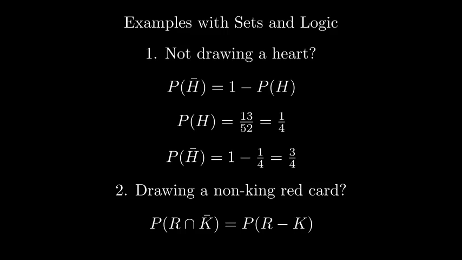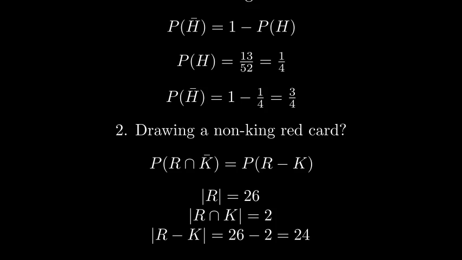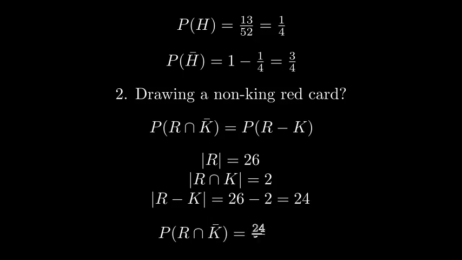Of these, 2 are kings, the king of hearts and the king of diamonds. So there are 26 minus 2, which is 24 red cards that are not kings. The number of red cards is 26. The number of red kings is 2. So the number of red cards that are not kings is 24. The probability is therefore 24 out of 52, which simplifies to 6 out of 13.